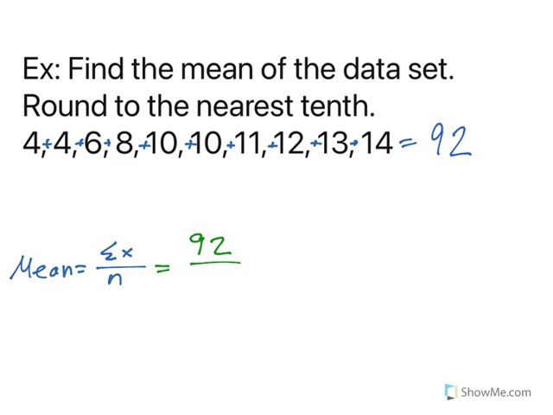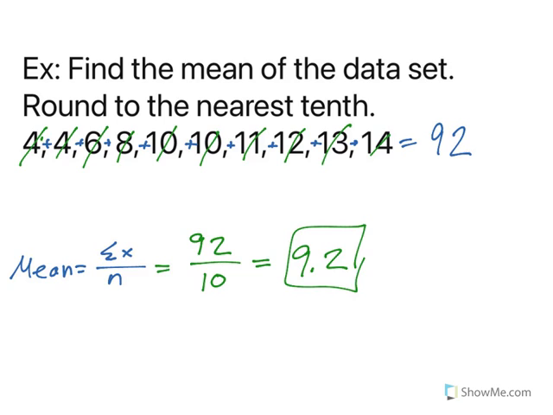How many numbers do we have? 1, 2, 3, 4, 5, 6, 7, 8, 9, 10. I have 10 numbers. So I'm going to divide by 10. Now that comes out nicely, 9.2. So my mean is 9 and 2/10, which means it falls right around there.